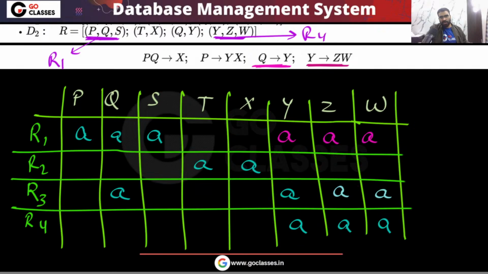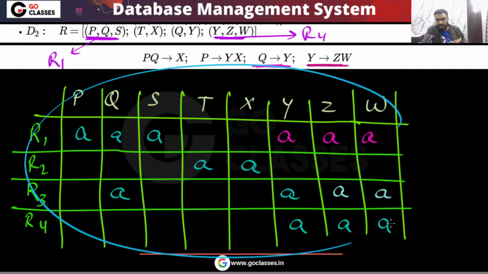Okay, now let's see what else I can do. Now I cannot apply this FD, no more changes will happen. If I apply Q determining Y, then no more changes will happen. Because of the FD with P, no more changes, because no two tuples have the same P value. Because of this FD also no more changes, because no two tuples have the same PQ value. So no more changes I can do.